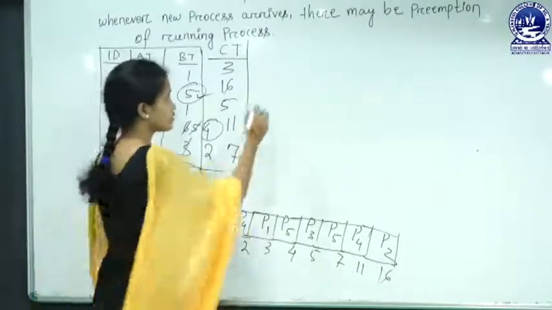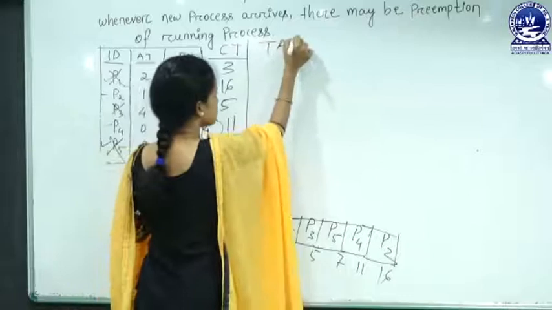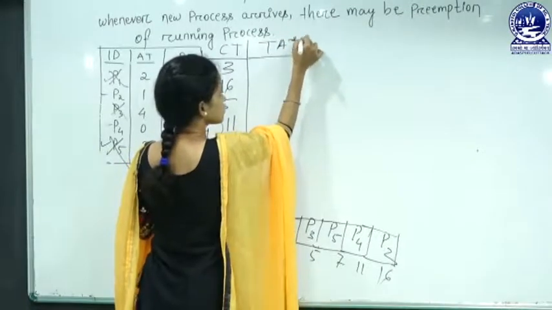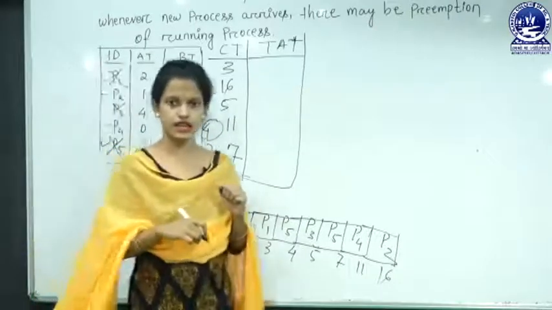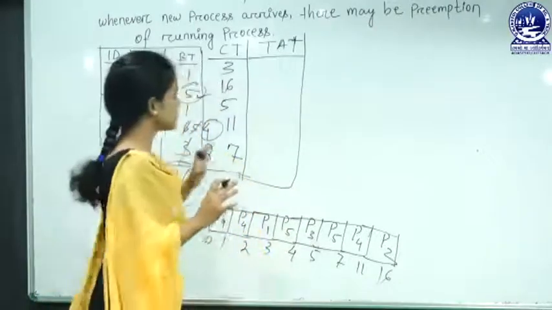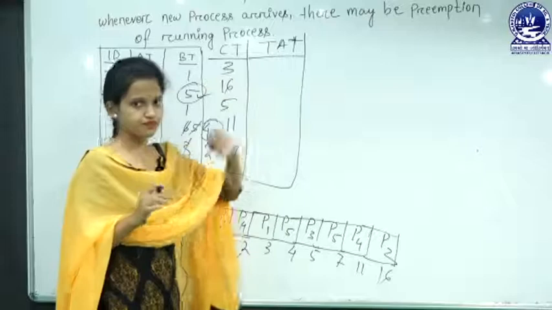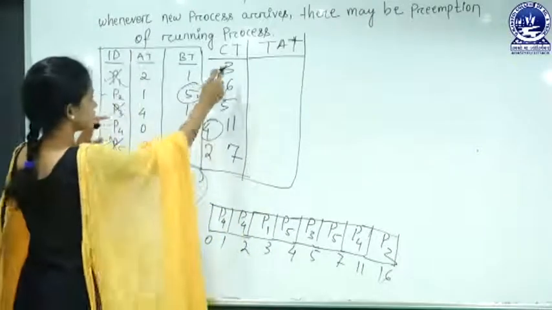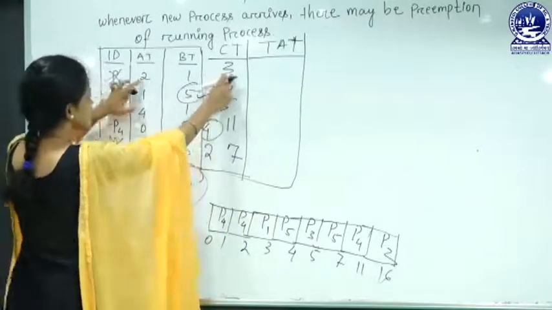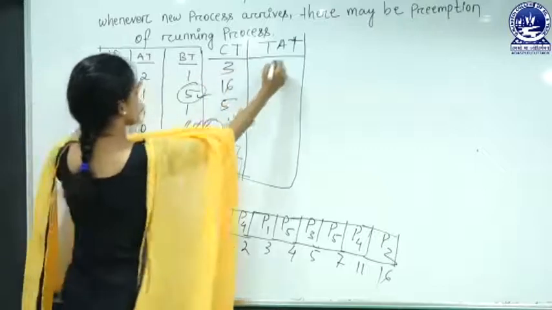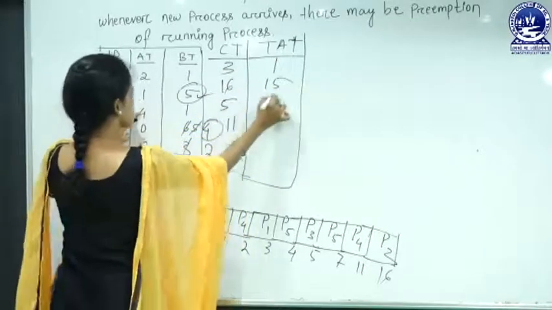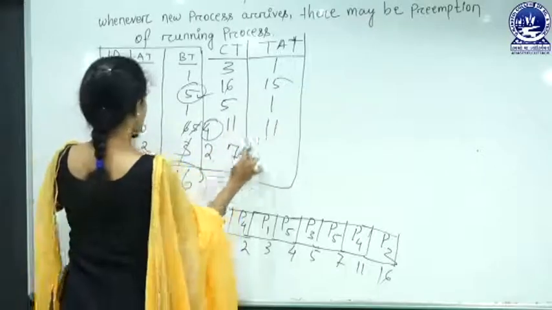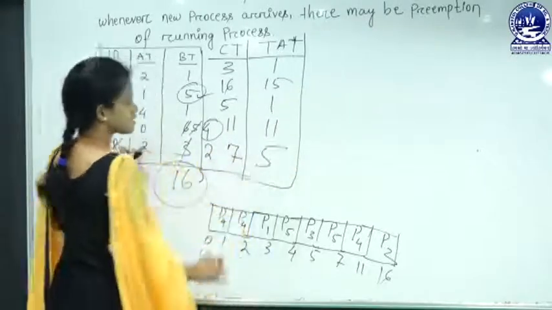Now check the turnaround time. What is turnaround time? Completion time minus arrival time. For P1, 3 minus 2 is 1. 16 minus 1 is 15. 5 minus 4 is 1. 11 minus 0 is 11. 7 minus 2 is 5. This is the turnaround time.